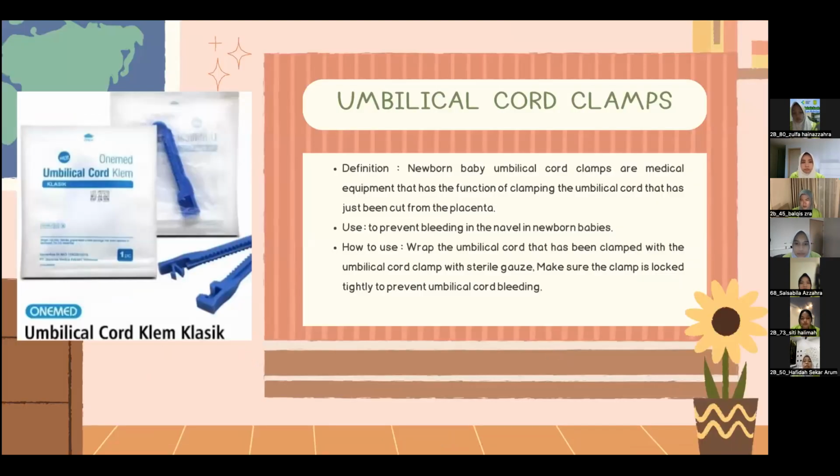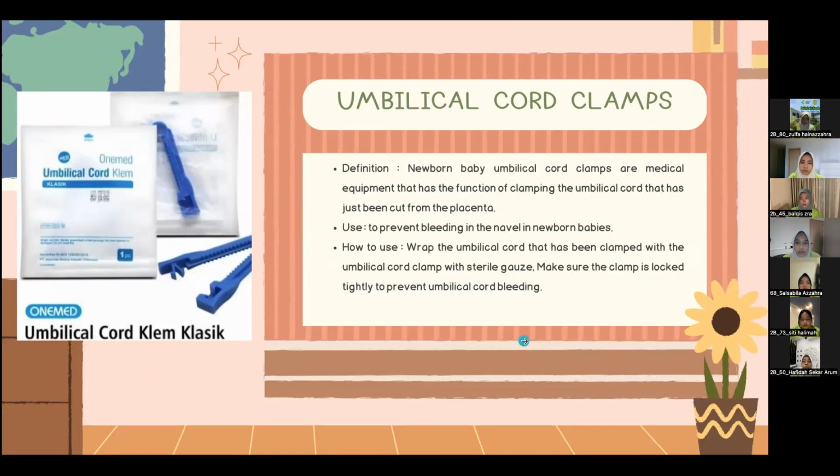Umbilical cord clamps. Definition: newborn baby umbilical cord clamps are medical equipment that has the function of clipping the umbilical cord that has just been cut from the placenta. Used to prevent bleeding in the navel in newborn babies.